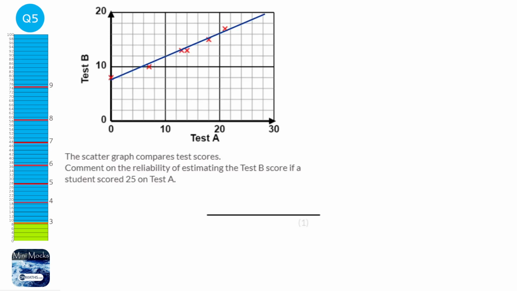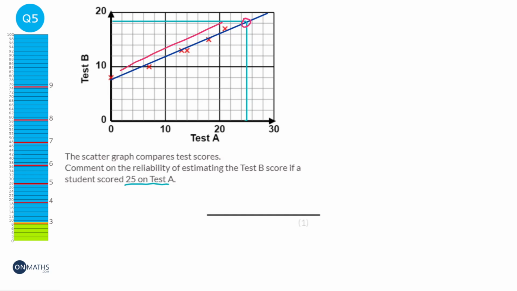So to make estimates from a scatter graph, we've got to first of all draw a line of best fit, which would be something like this. And what we'll do is to find an estimate of test score B, given the fact they got 25 on test A, means that we would draw a line up from test A at 25, which would be here, and then across, and that's how we'd make the estimate. But look at where that is hitting our line of best fit. It's hitting it here. What do you notice about this position here?